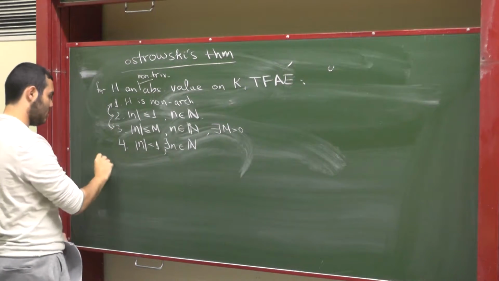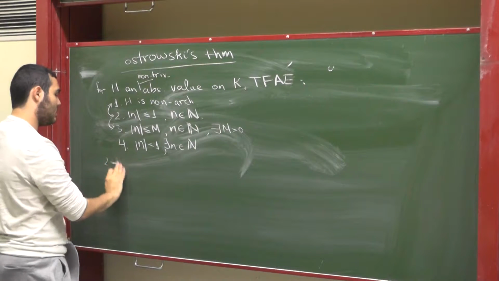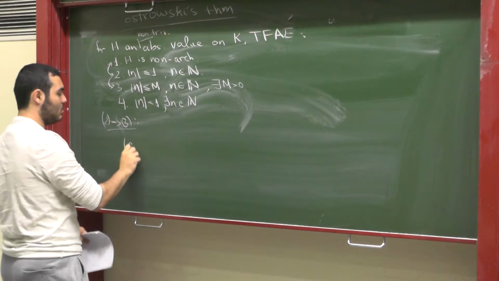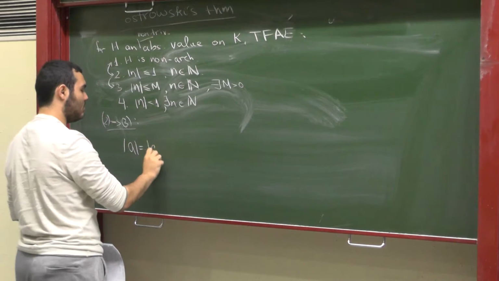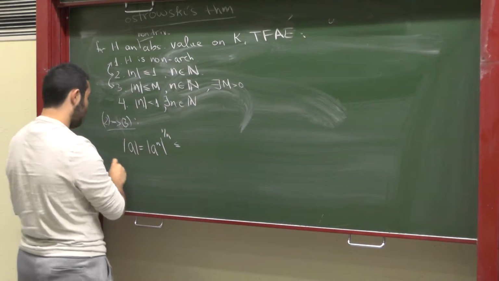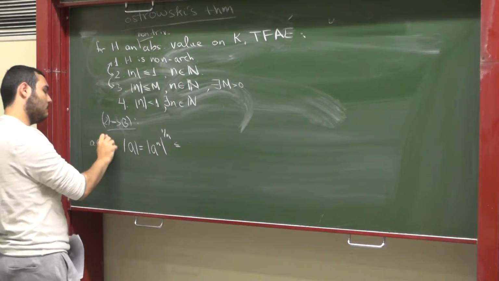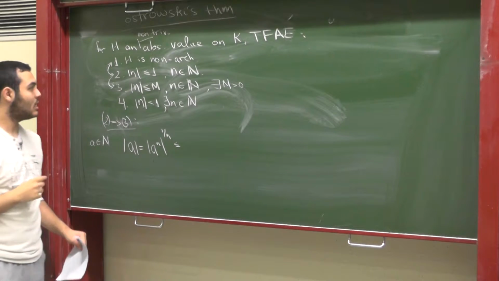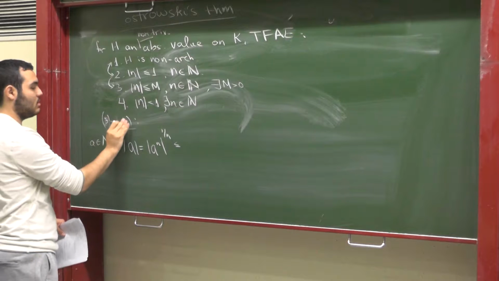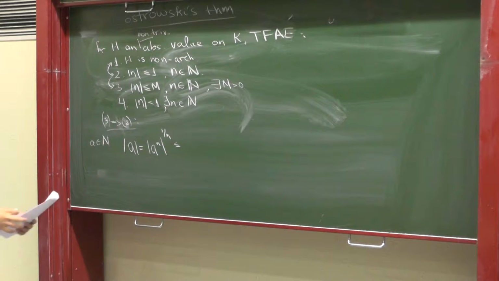This is clear. 2 implies 3 is easy by looking at the absolute value of A, the absolute value of A^n to the power 1 over n, if A is in N. You mean 3 implies 4? What are you showing now? Sorry, that 3 implies 2. 2, okay. Okay? Yes, thank you.